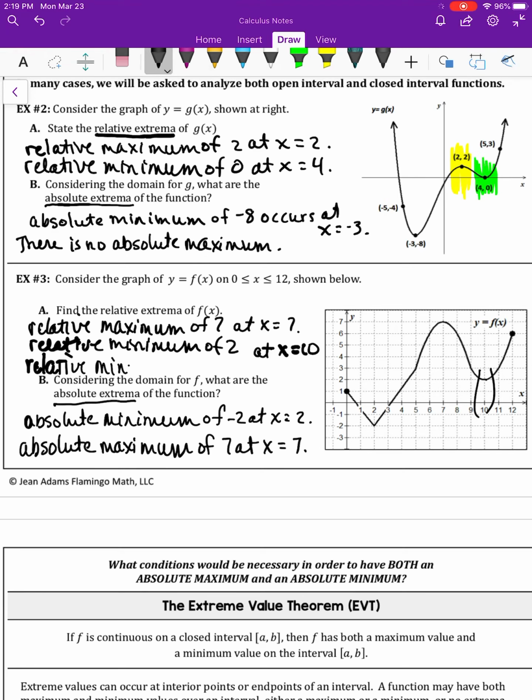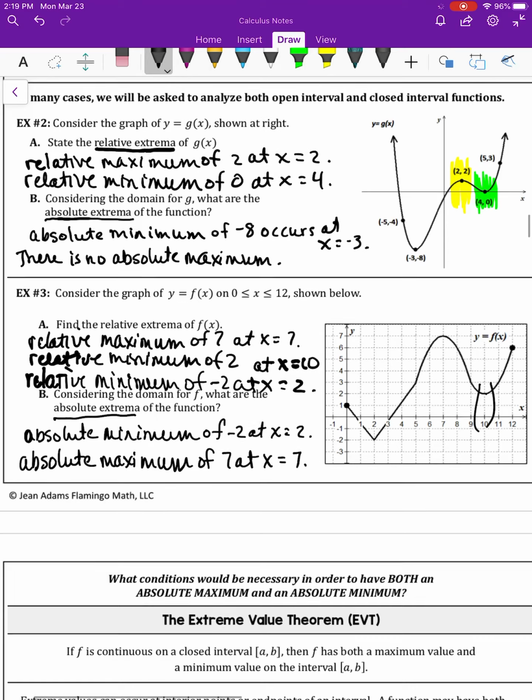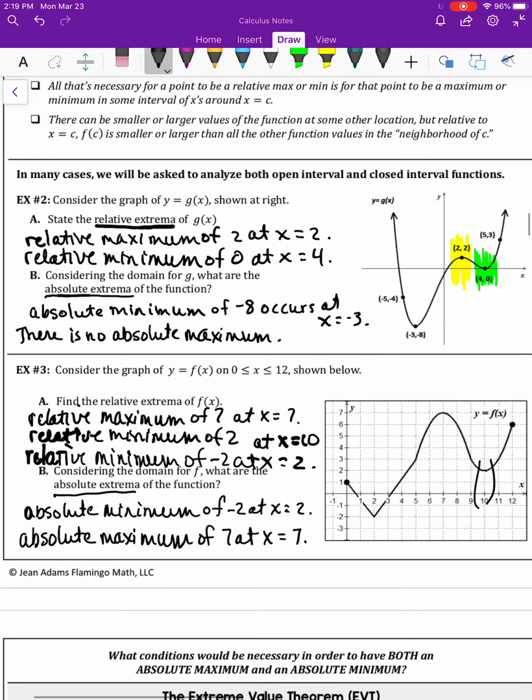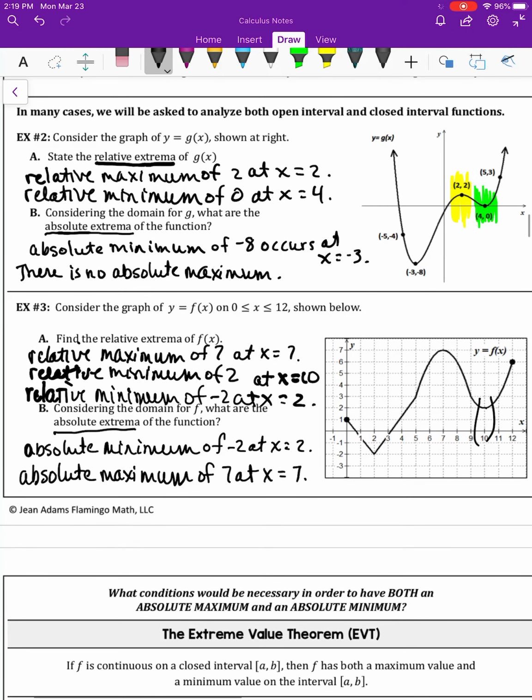And we have a relative minimum of -2 at x equals 2. So this is where we want you to look. So for the one above, for this example number 2, could we have said that in the neighborhood, this was a relative minimum?